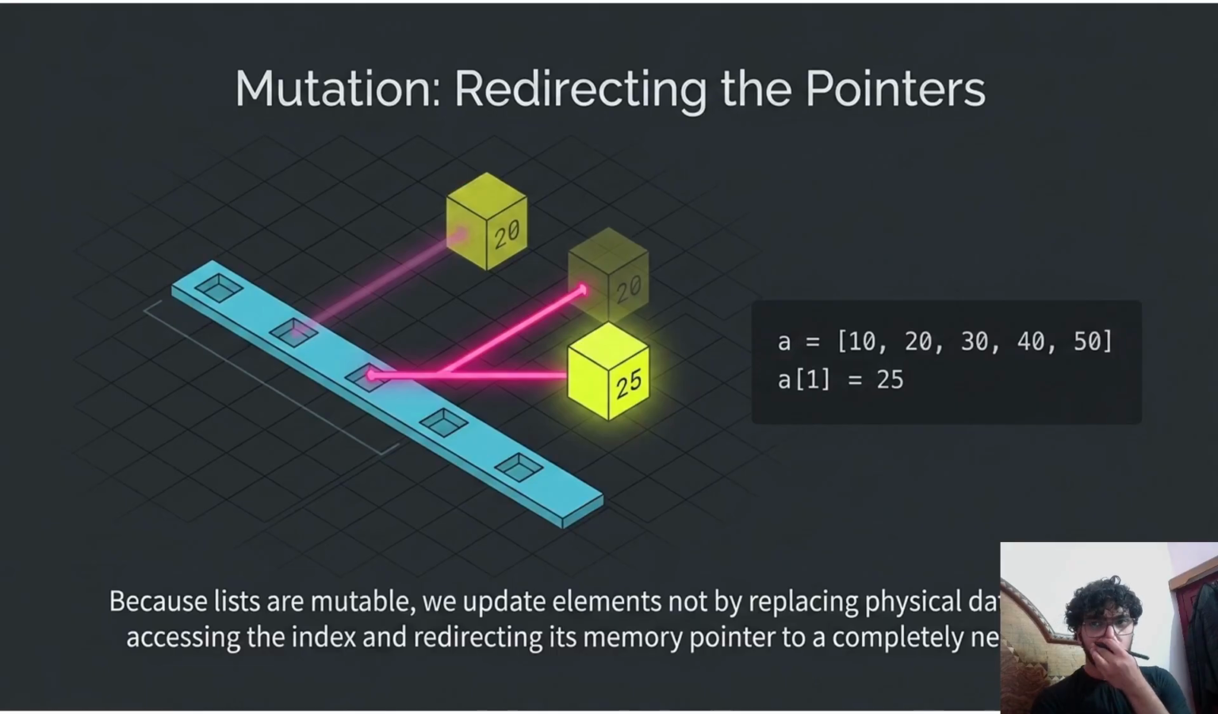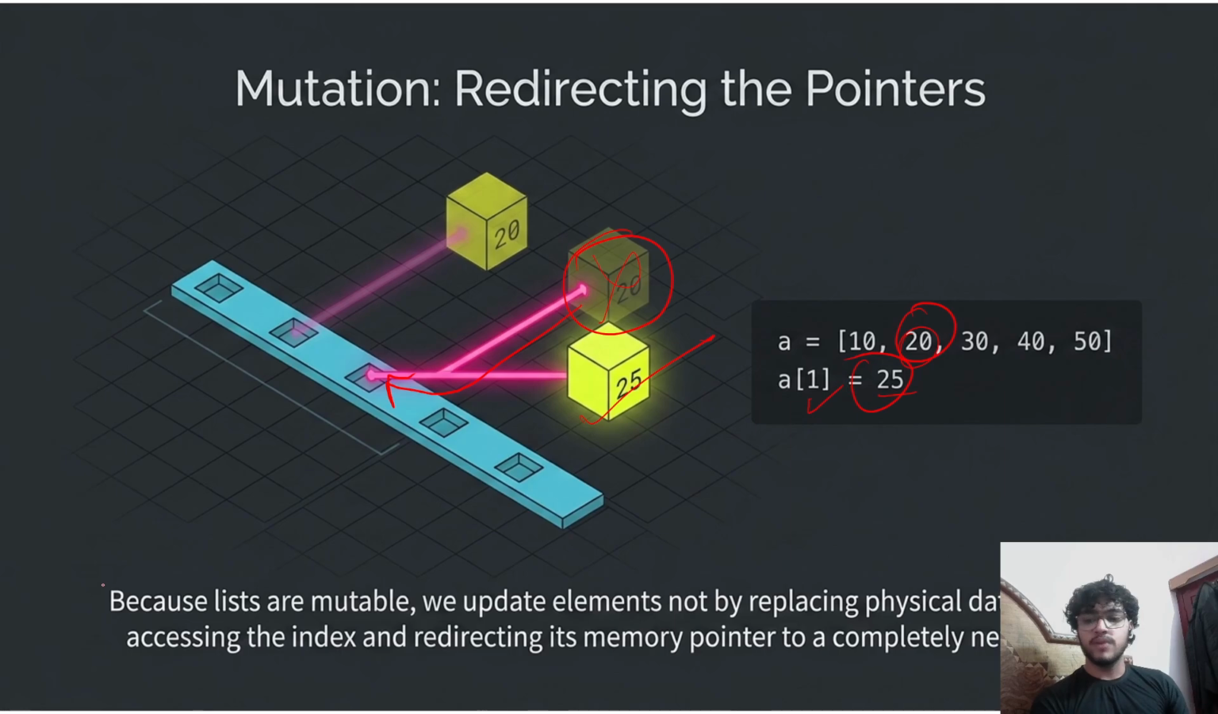Now next is mutation. Mutation means changing the value at a particular point. Just suppose there is a value 20 already pointing to this memory address, but now you want to change this 20 to 25. You'll just write a of index 1 equals 25. So it will now remove this 20. It won't point to this address, rather the value 25 will be pointing.